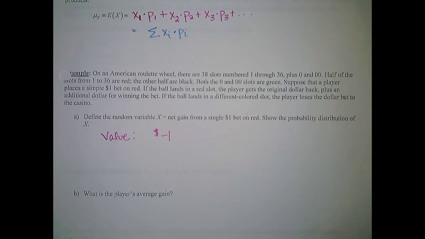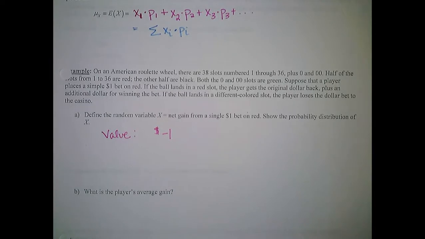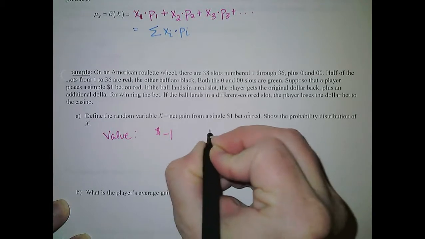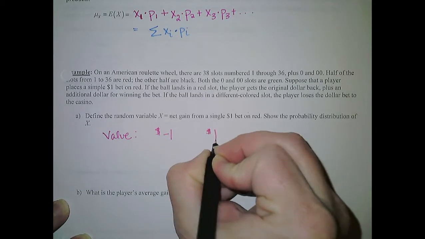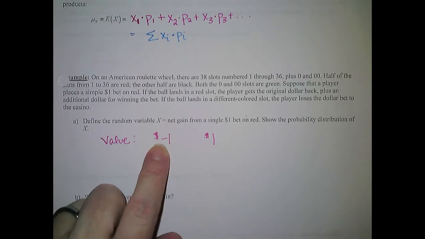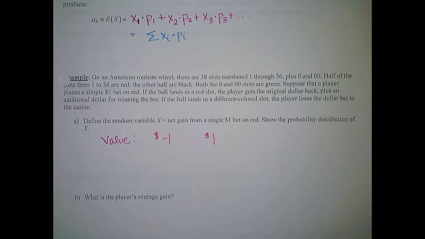But if they win, not only do they get the dollar that they bet back, but they get an additional dollar. So if it does land on red, then their net gain is $1. They place the dollar bet, they either lose that dollar or they get it back plus a dollar, which means they gained a dollar. So your net gain is either -1 or +1.